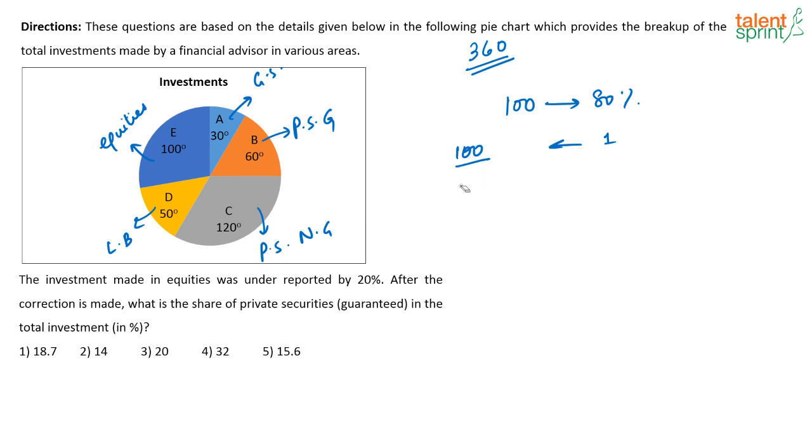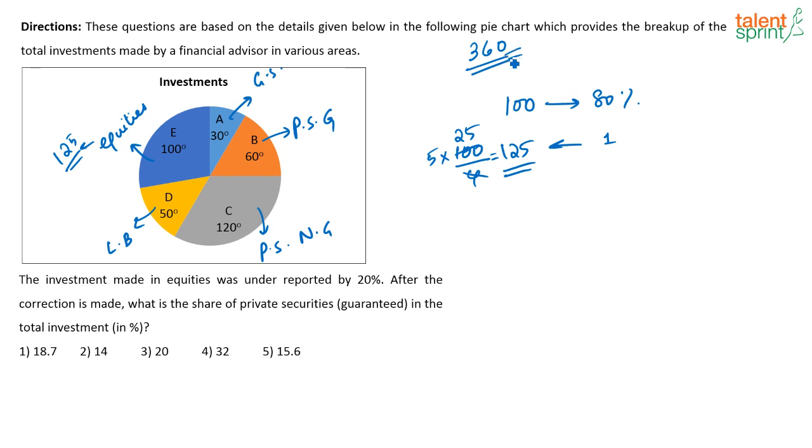Now what is 80%? 80% is nothing but 4 by 5. Or that is nothing but 125. So actually the investment in equities was 125. But we thought investment in equity was only 100 and we have taken the total to be 360. So what is the actual total investment now? There is 25 more, correct?